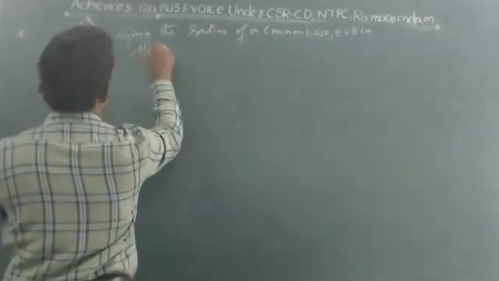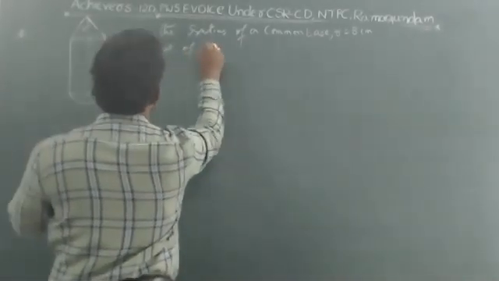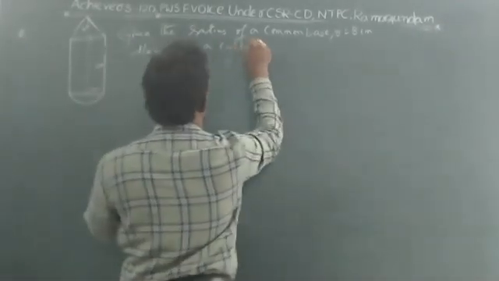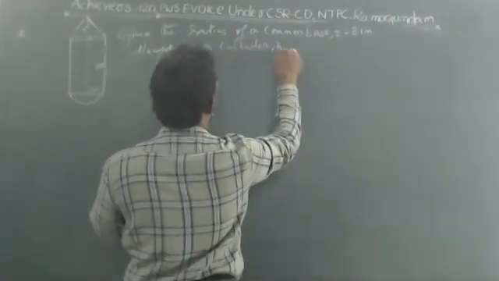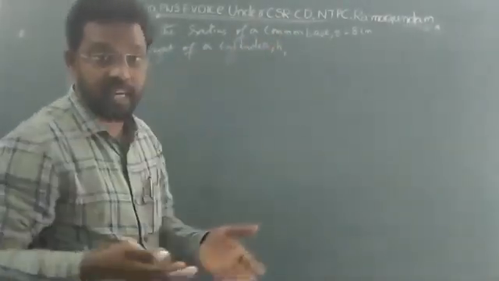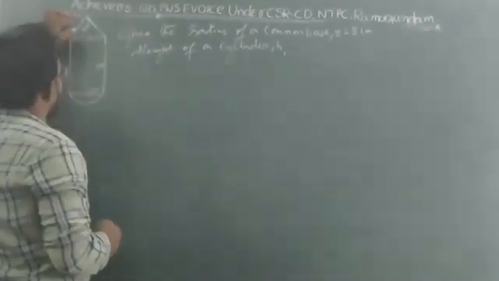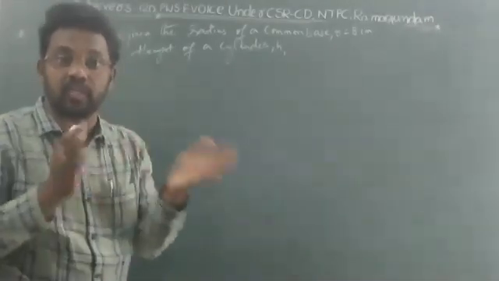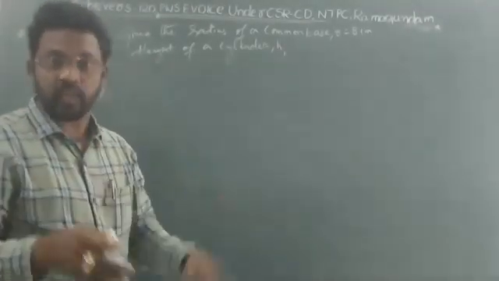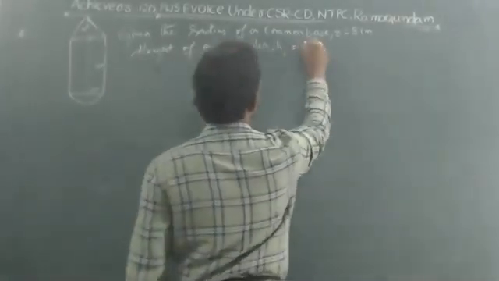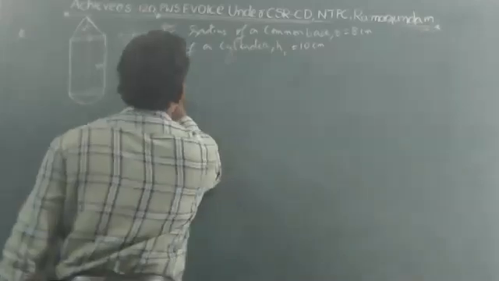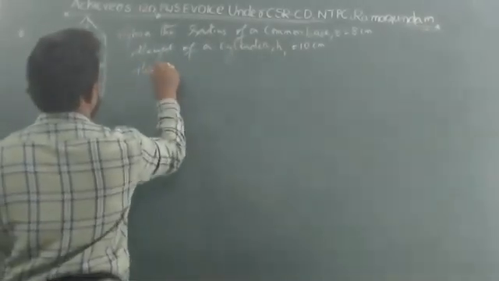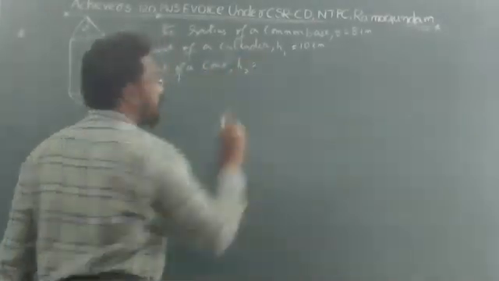The height of the cylinder is H1, because two different heights are there. One height is of the cylinder, the other height is of the cone, so you have to show the differentiation: H1, H2, first height, second height. That is 10 centimeters. Next, the height of the cone, that is H2.